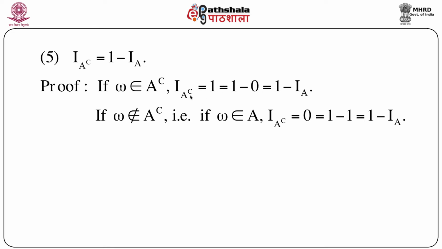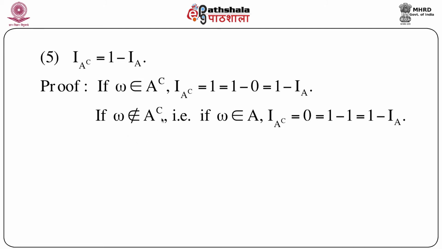Now if omega belongs to A complement, then naturally I of A is 0, because I of A is 1 if omega belongs to A, and I of A equals 0 if omega belongs to A complement. So we can write I of A complement equals 1 minus IA if omega belongs to A complement. Now, what about the other part?